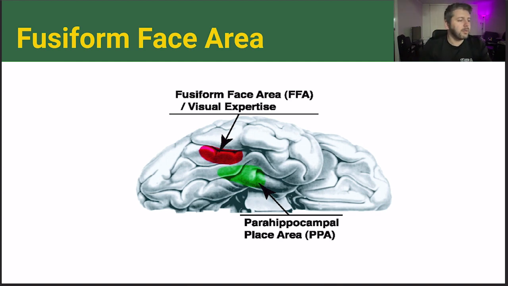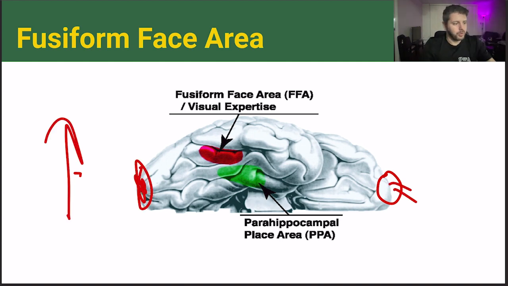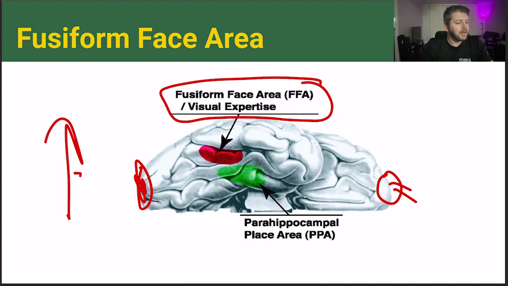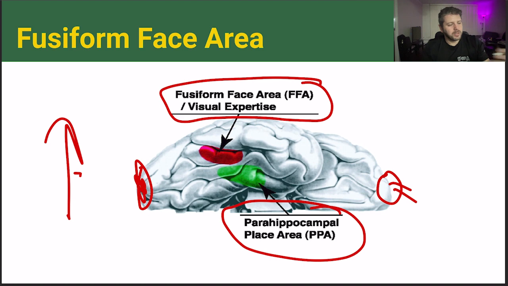So if you see here, what we're actually looking at is the bottom of the brain. Here we would have an eye of one hemisphere, and here is the visual cortex, and we're looking up from the bottom to the top. So this is going to be the right hemisphere of a person, and then the FFA, and close by, this other area called the parahippocampal place area. One area is strongly associated with face processing, while the other is strongly associated with place processing.